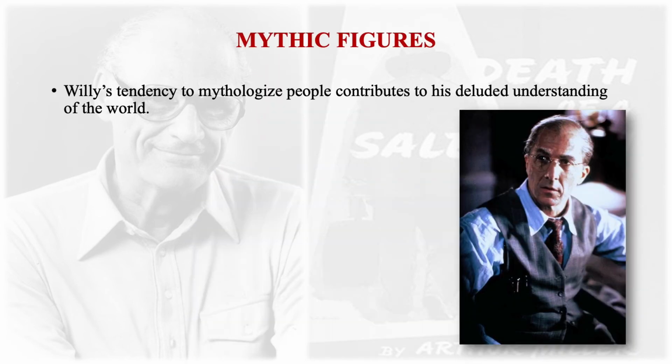Willy has a tendency to constantly mythologize the people around him. For example, he constantly compares his sons, Biff and Happy, to mythic Greek figures like Adonis and Hercules, because he believes that his sons are the epitomes, the virtual examples of the masculine figure, and also of being well liked. These are the two qualities that, according to Willy, are the most important to become successful in the American dream.